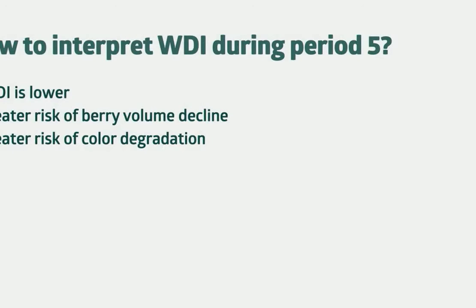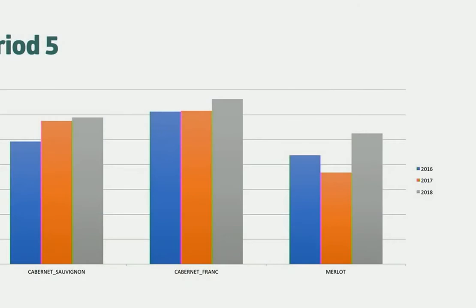Now, let's look at the last period. If the stress is higher, therefore if the water deficit index is lower, we know we are at risk of a greater berry volume decline and at risk of a greater risk of color degradation. Fortunately, as the climate indices were anticipating, we observed the lowest amount of water stress experienced by the plant. So you see all the indexes during period 3, 4, and 5 are pointing at the same thing. The fruit is not perceiving any stress signal from a water standpoint during the whole season.